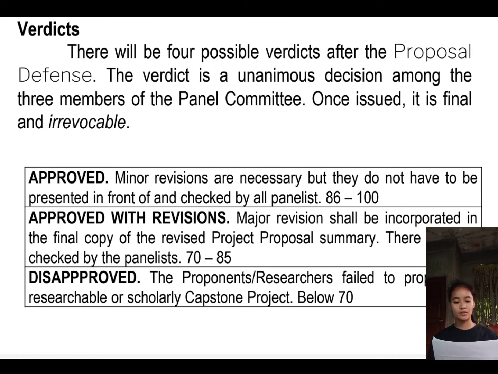Major revisions shall be incorporated in the final copy of the revised project proposal summary. These must be checked by the panelists, 70 to 85. Disapproved. The proponents or researchers failed to propose a researchable or scholarly capstone project, below 70.